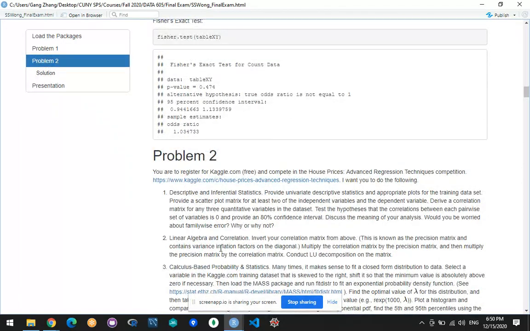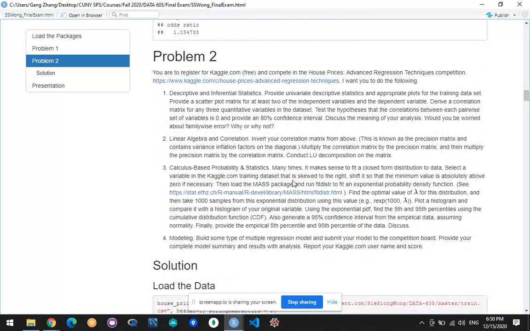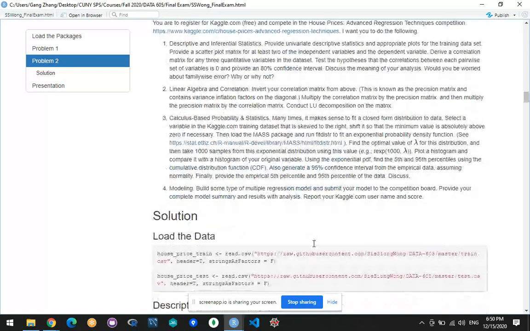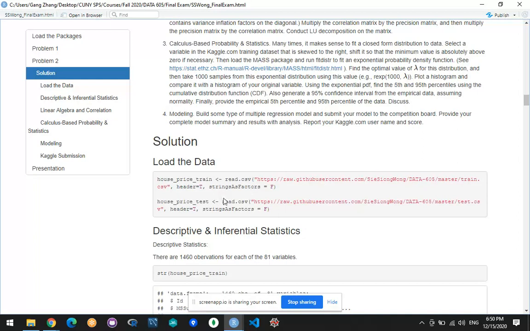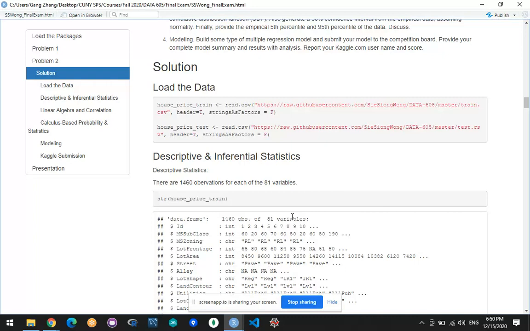Now we can move on to problem number two. First of all, I downloaded the data from kaggle.com and saved it in my GitHub repository. I load the data into R by accessing my GitHub repository for this class, for both the train and test data for the house price data.